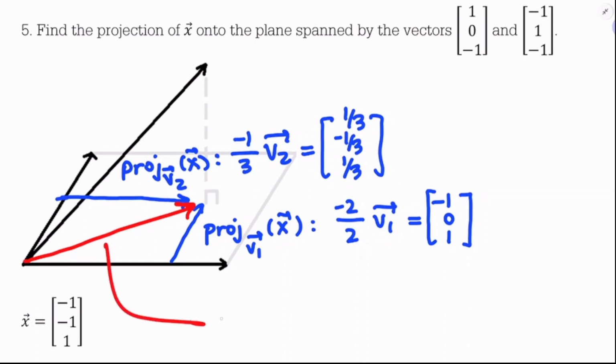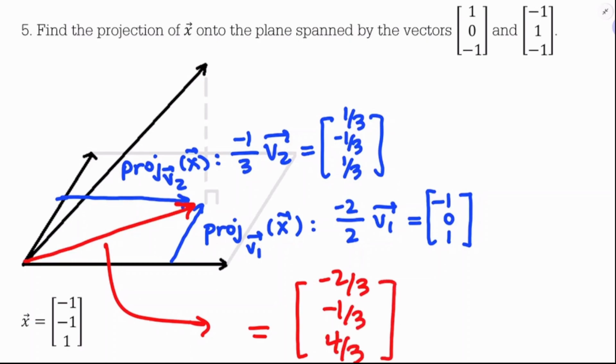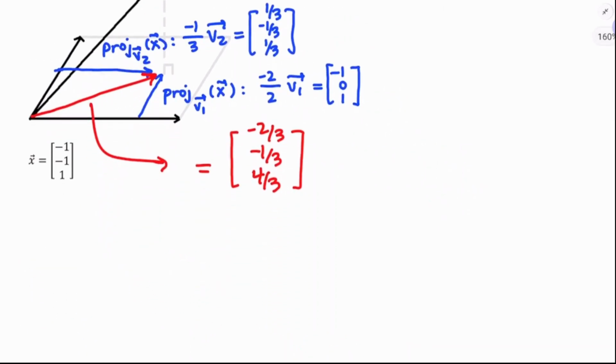So this thing right here is equal to, adding the x's, negative 1 plus 1/3 is negative 2/3. Negative 1/3 plus 0 is negative 1/3, and 1/3 plus 1 is going to be 4/3, and that's the projection of x onto the plane spanned by those two vectors. That was a good example.